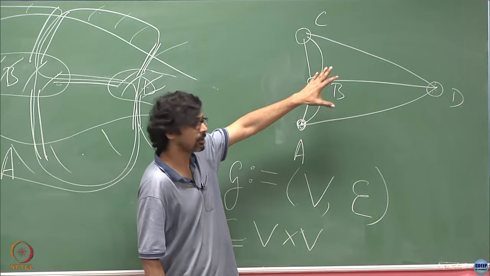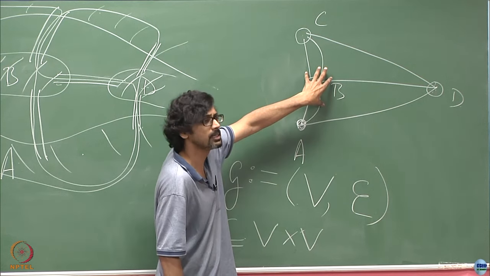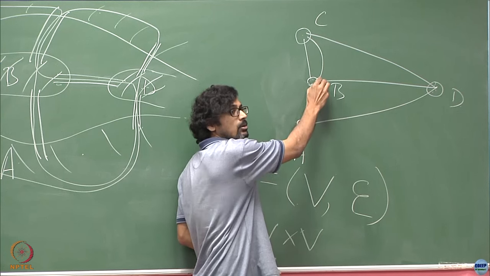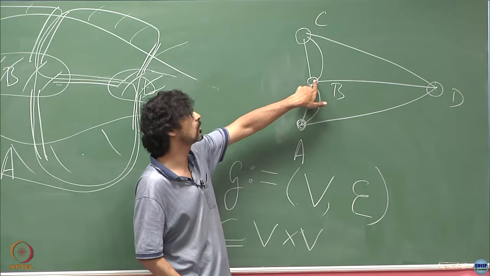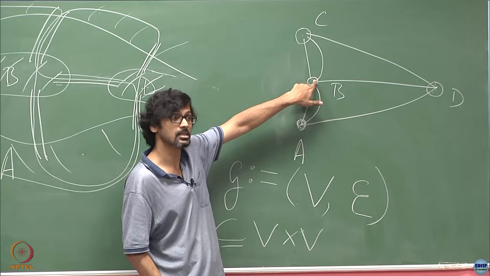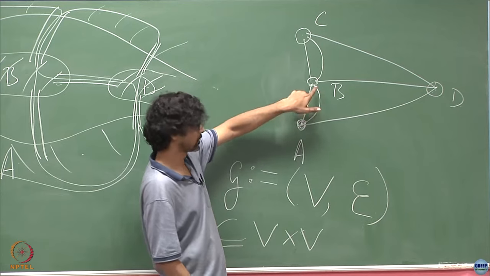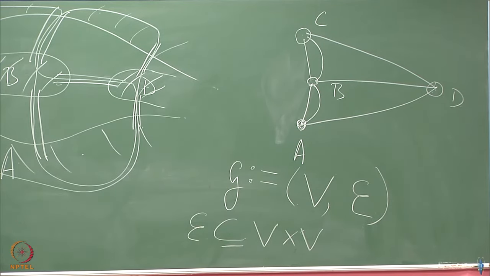Pictorially speaking, although again, I repeat, you should not think of graphs as mere pictorial objects, but pictorially speaking, whenever there is an edge that is connecting a particular vertex to some other vertex, then that edge is said to be incident on those two vertices which it connects. All right. So, the degree of a vertex in a graph is exactly the number of edges that are incident on that particular vertex.